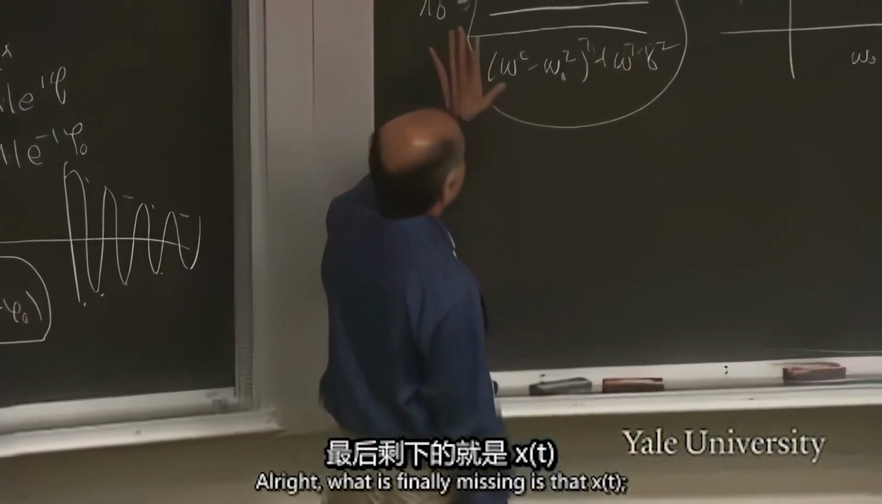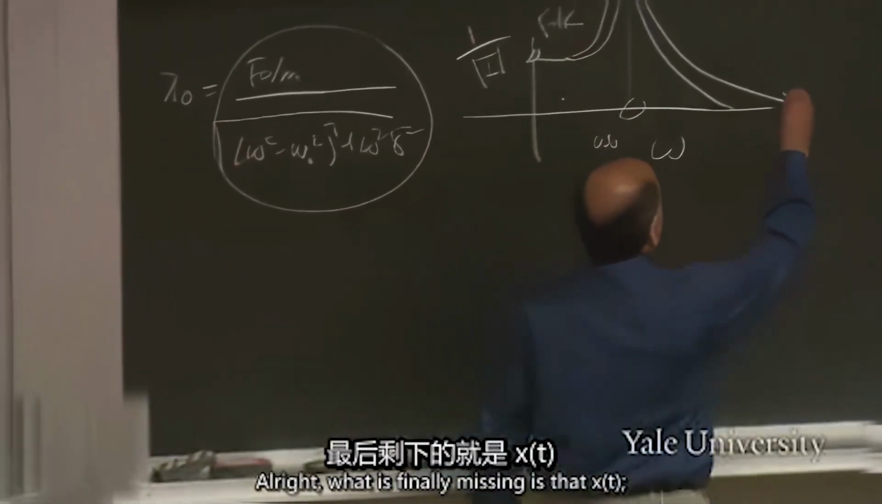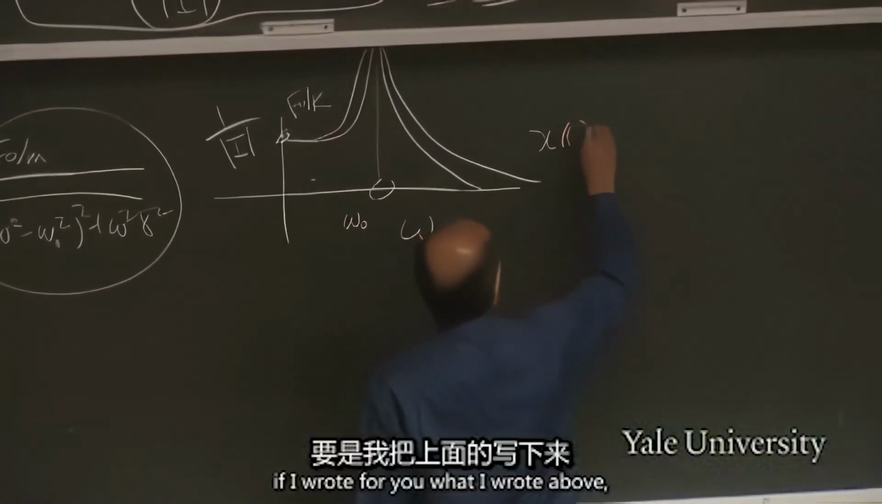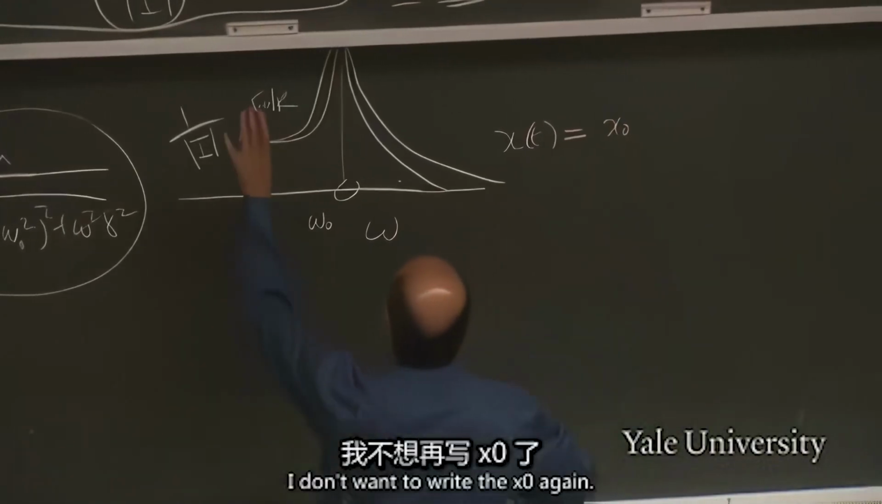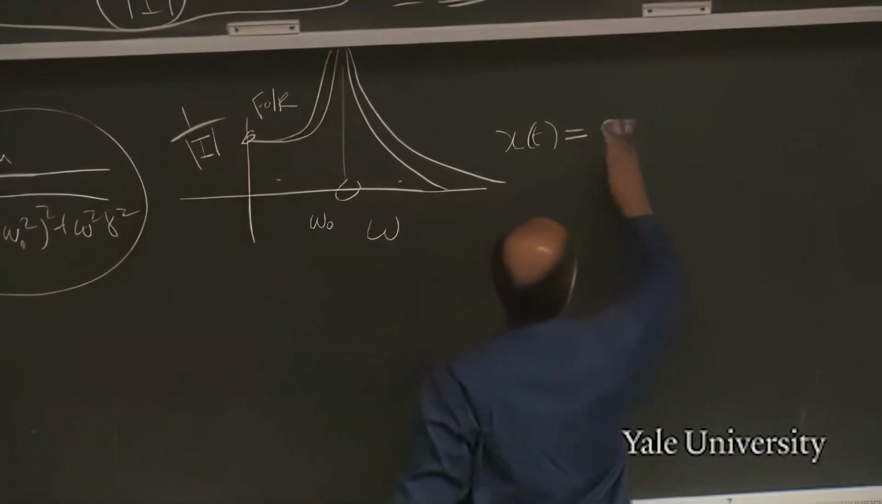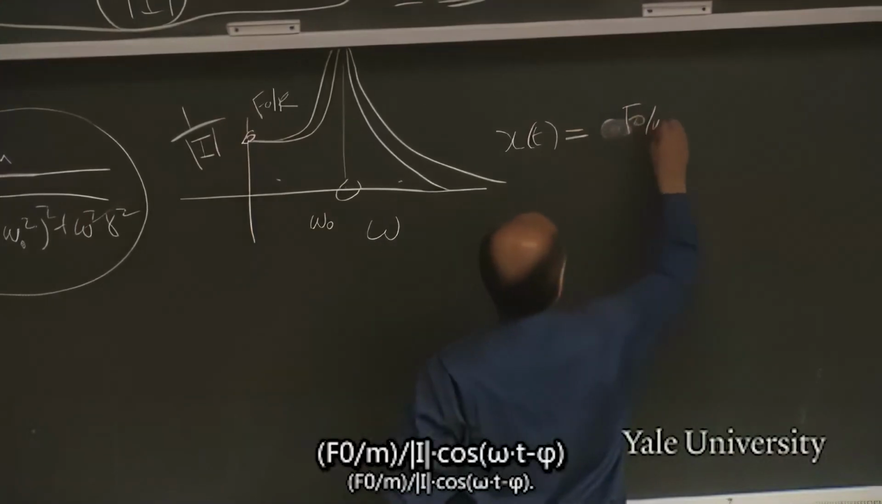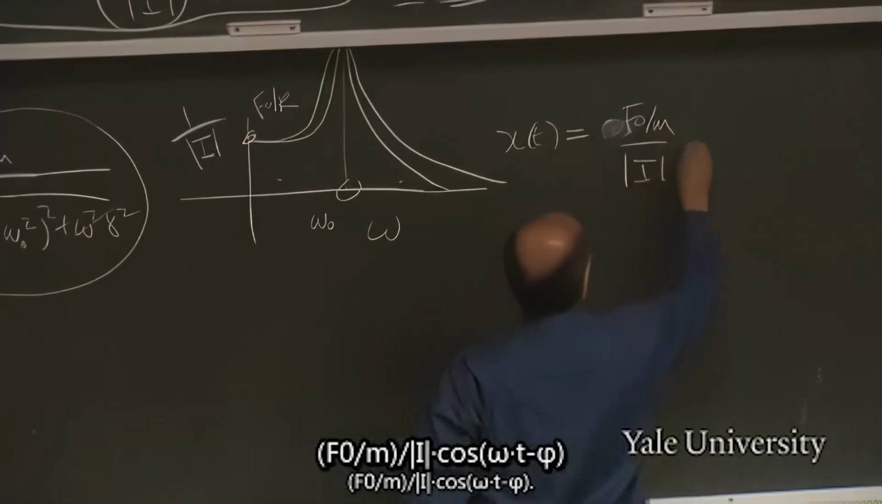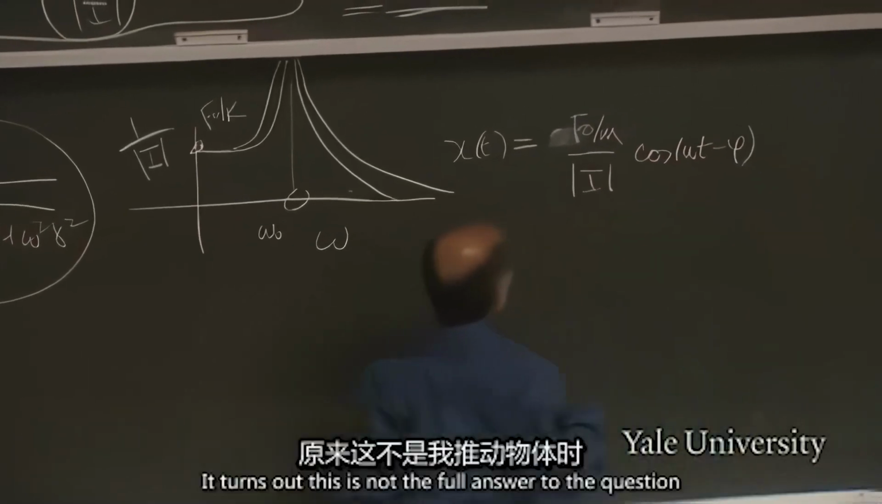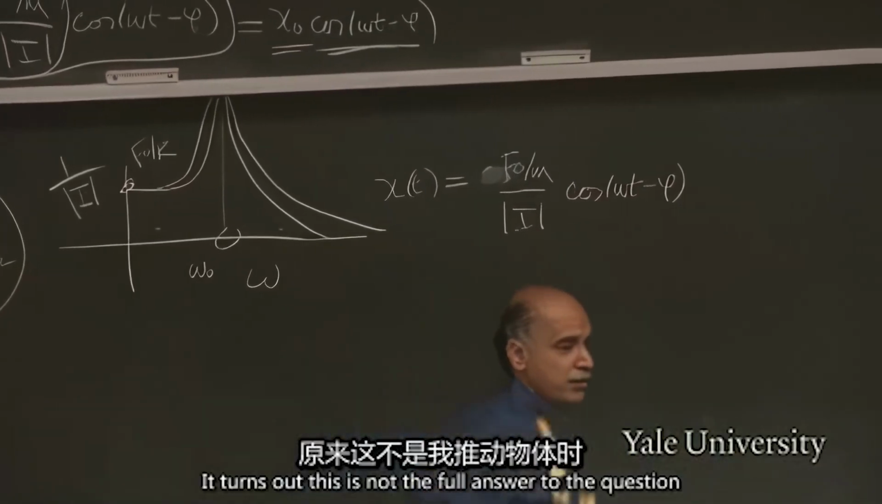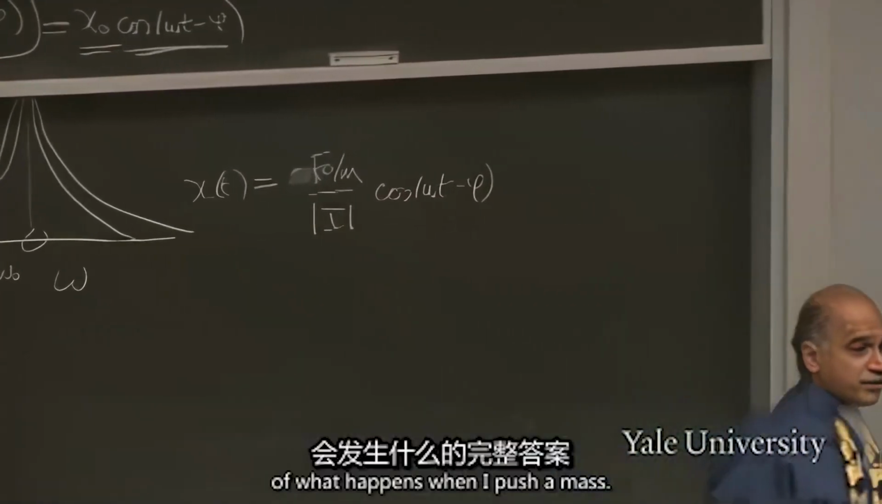All right. What is finally missing is that x of t, if I wrote for you what I wrote above, which is x naught, I don't want to write the x naught again. It's f naught over m i. Maybe I will write the whole thing. F naught over m divided by absolute value of I times cosine omega t minus phi. It turns out this is not the full answer to the question, what happens when I push a mass?